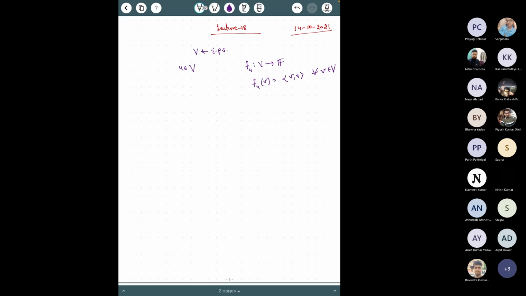Then we asked whether the converse is also true. That means, if we are given a linear functional f, can we find a vector in V such that this f has this form? Now the answer to this question is no, we cannot do it if V is an infinite dimensional inner product space. But if V is a finite dimensional inner product space, then we can always do it.